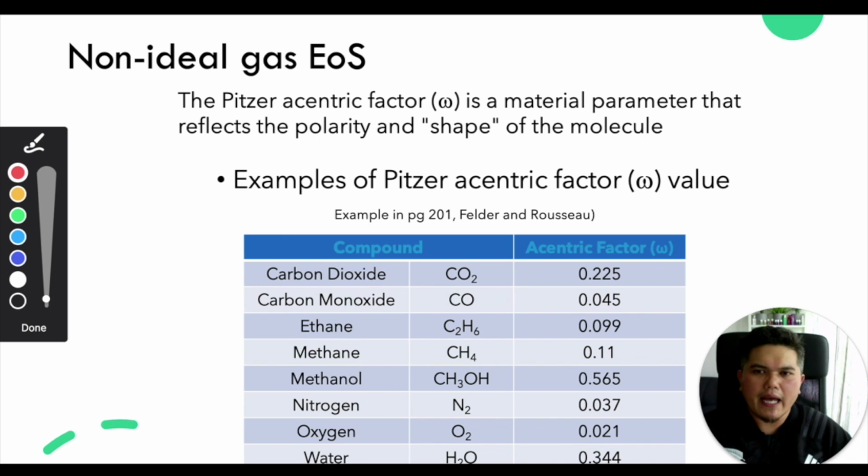So let's have a look at another video, when I'm going to describe another equation that we can use, which is what we call the cubic equation of state.